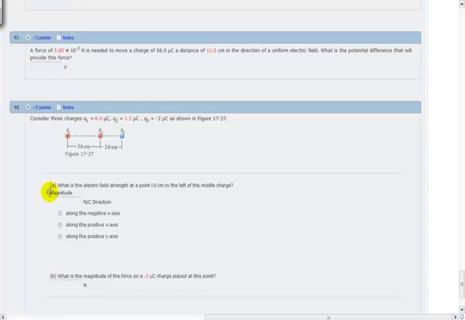Part A, what is the electric field strength at a point 1 centimeter to the left of the middle charge? And then part B, what is the magnitude of force on a negative 2 coulomb charge placed at that point?